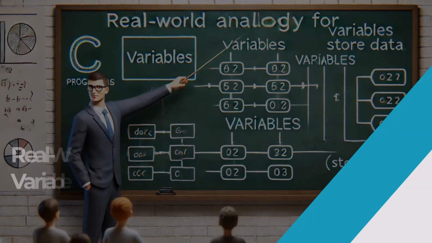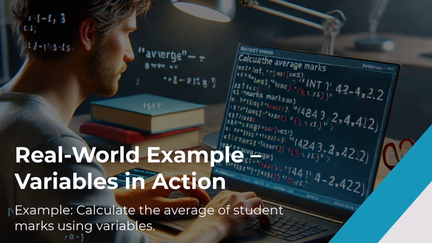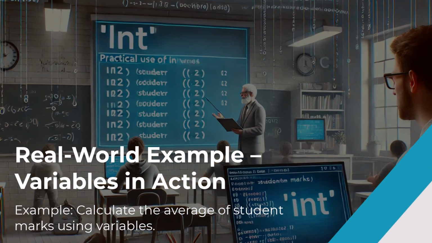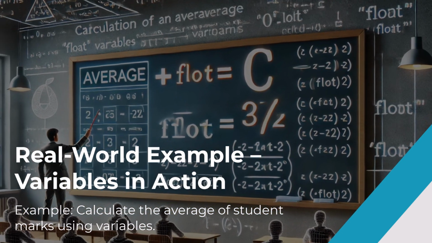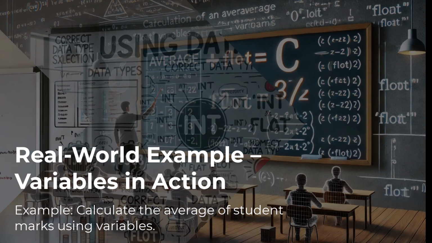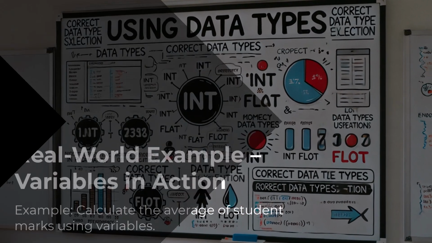Let's take a real-world example. Imagine creating a program to calculate the average marks of students. You'd use an int variable to store each student's marks, and a float variable to calculate the average. This shows how essential variables and data types are in solving everyday problems.